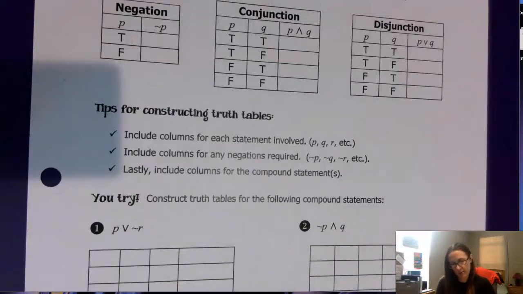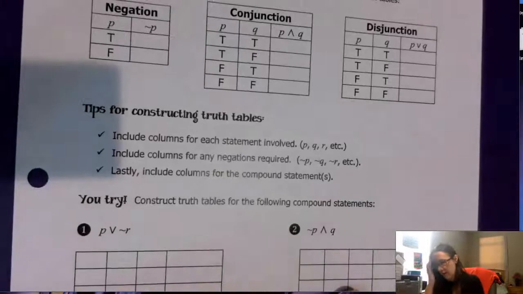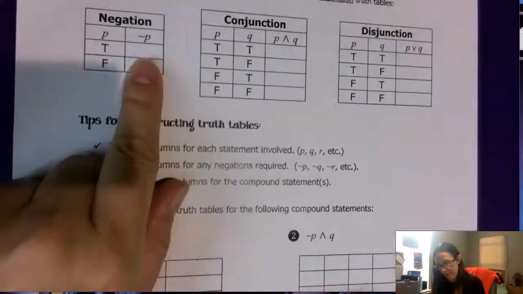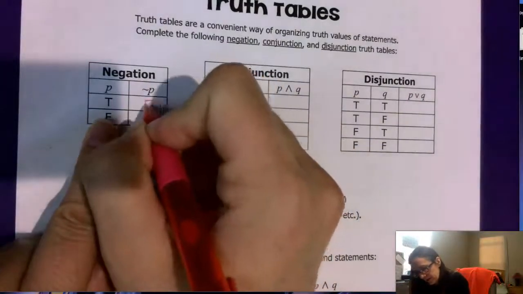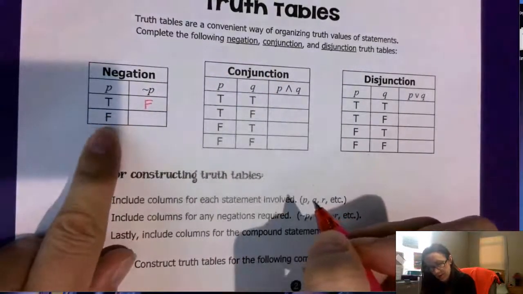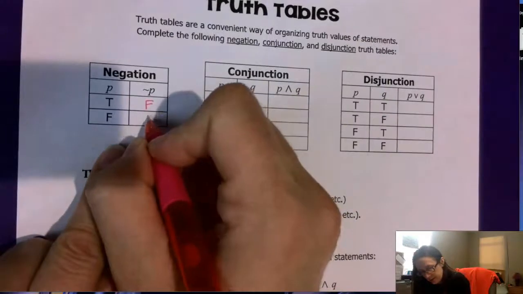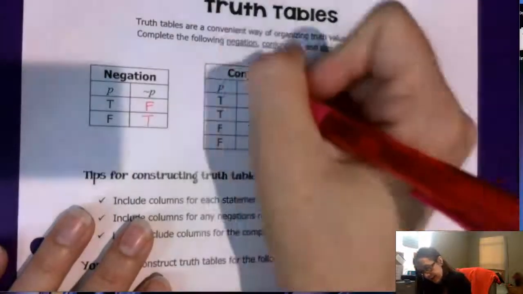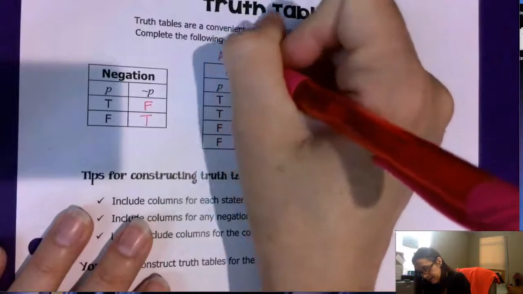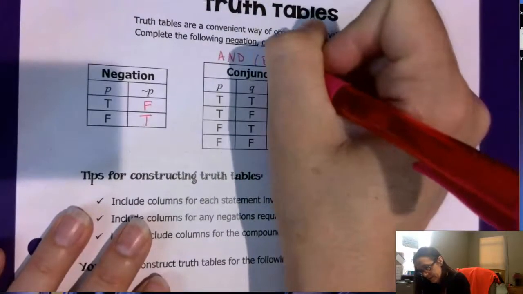So, P, and if this is not P, so if P is true, not P would be false, would be your negation. If this is false, not P would be true. It's the negation. Conjunction here is when it is "and", and they both have to be true.